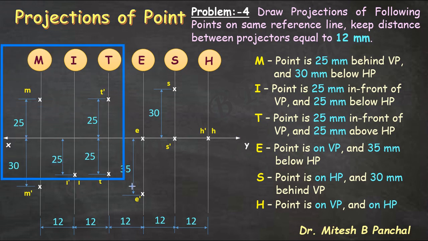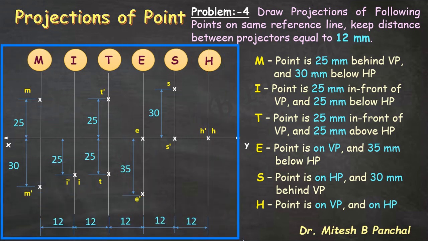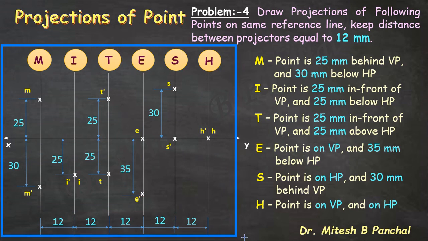So this one is the complete solution of problem 4, where projections of all the 6 points M, I, T, E, S, H are considered on same reference line, XY line, and the distance between their vertical projectors is constant or common, that is 12 mm.